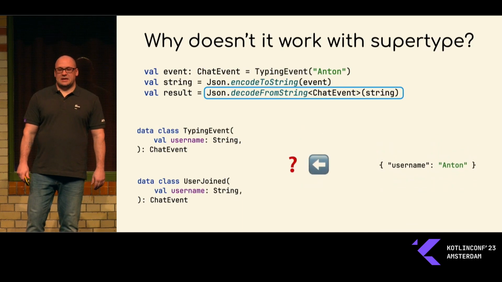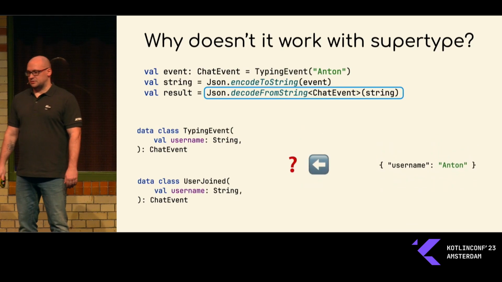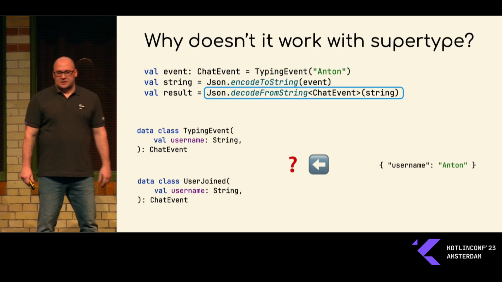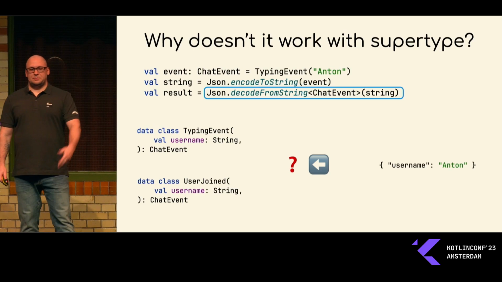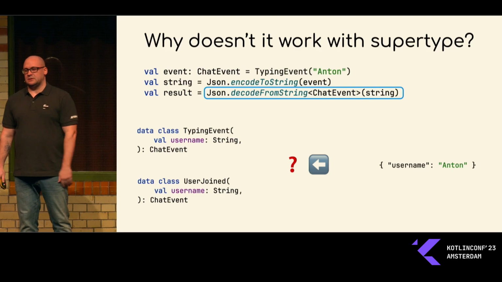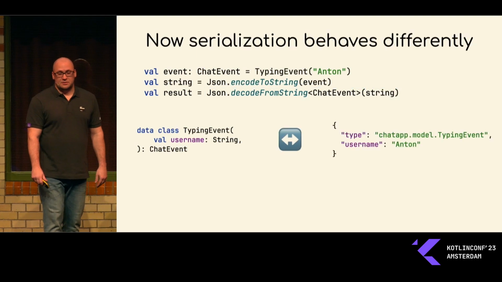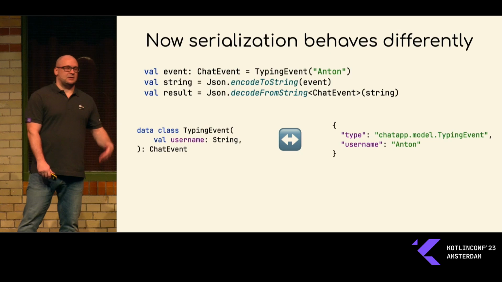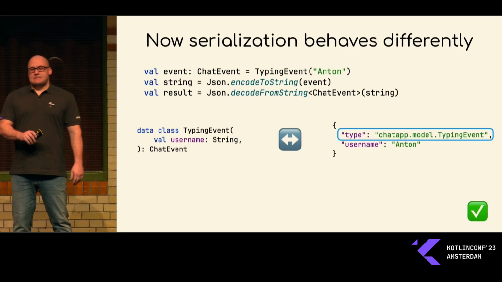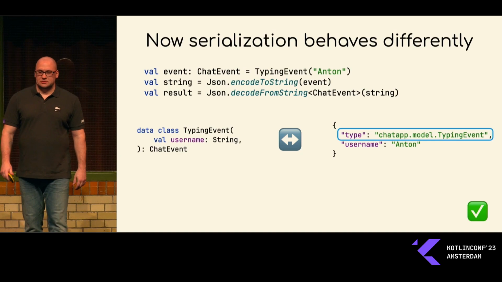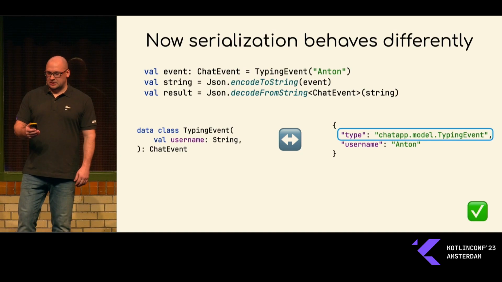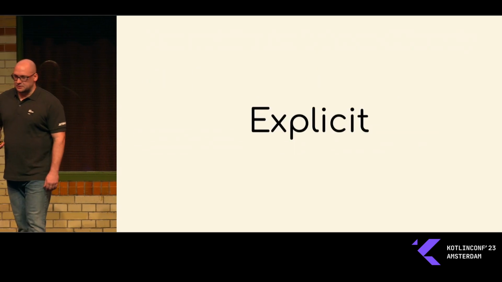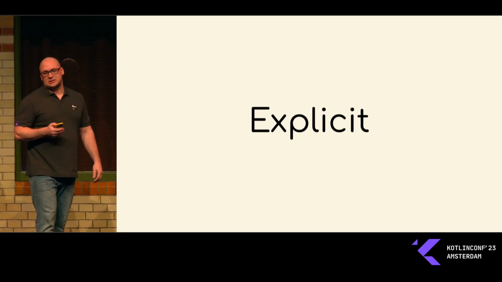What if we want to deserialize it, again, decode it back to the object? So the shape is the same. We want to decode it back to some type in our Kotlin application. How does the library know which type it should be? Typing event or user-joined event? We have to be explicit about that. The message needs to contain a special key to indicate which type it should be, so the library knows exactly which type to produce when it decodes the string. So we have to be explicit. That's the philosophy behind the design of the serialization library.